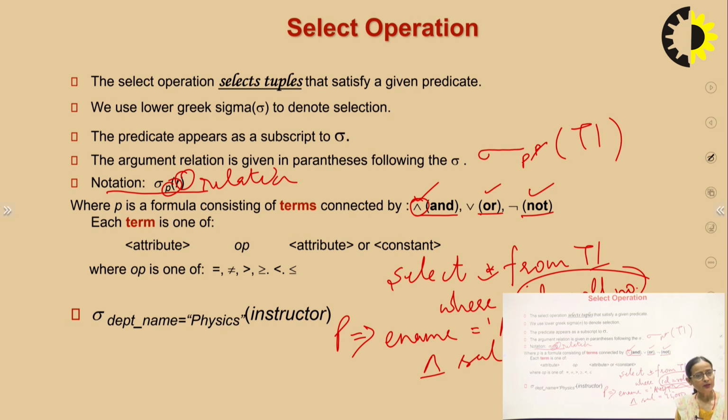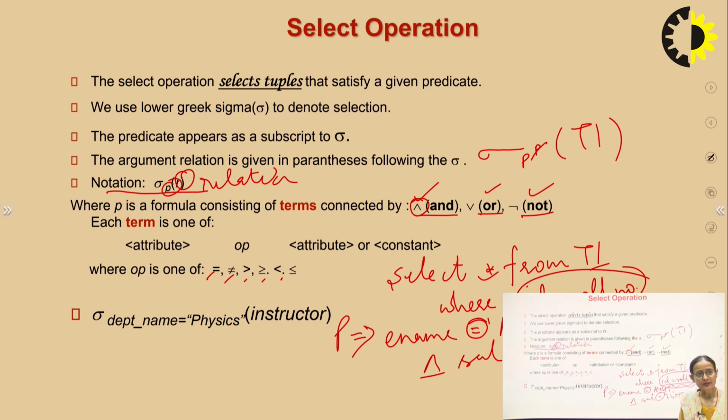Similarly, we can use any kind of operator. These are my arithmetic operators. So what are the operators permissible? In the case of the select operation, we could have equal, not equal to, greater than, greater than equal to, less than, less than equal to. These are the allowed operations.